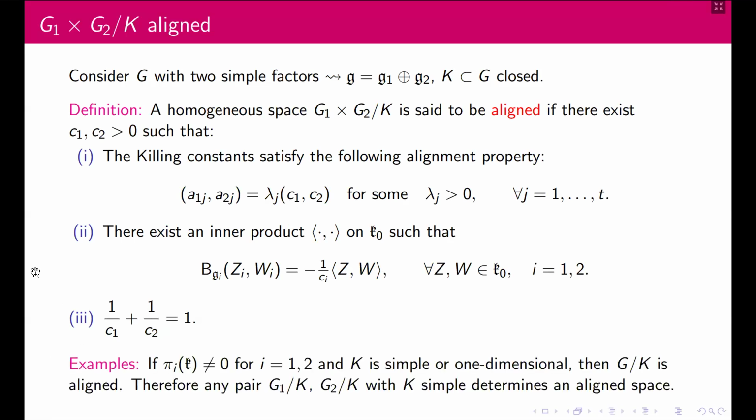To see some examples, if K projects non-trivially on each of G1 and G2, and it is simple or one-dimensional, then we have that the homogeneous space M, G over K, is aligned. Therefore, if we have homogeneous spaces G1 over K and G2 over K with K simple, any pair determines an aligned space. This is because when K is simple, we only have one lambda, so we can define these Killing constants that satisfy all the conditions of the definition.